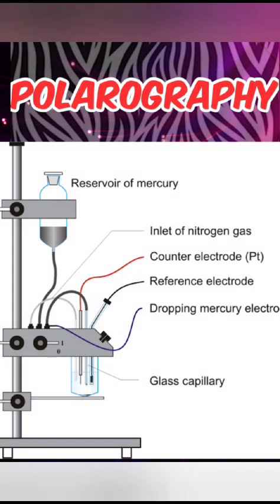This is the instrumentation of polarography. The mercury continuously drops from the reservoir through a capillary tube into the solution. The optimum interval between the drops for most analyses is between 2 seconds and 5 seconds.